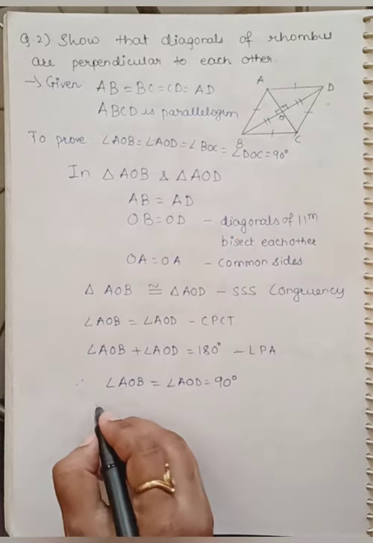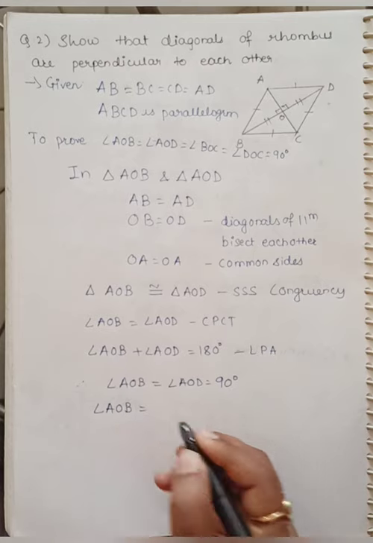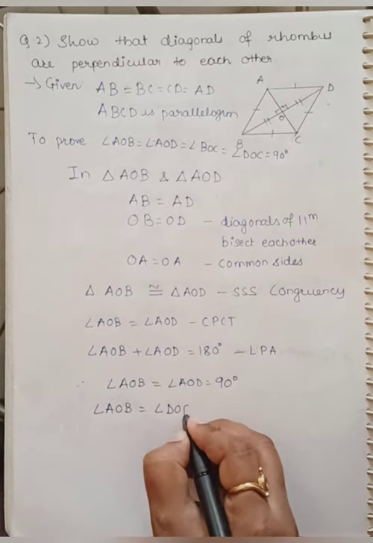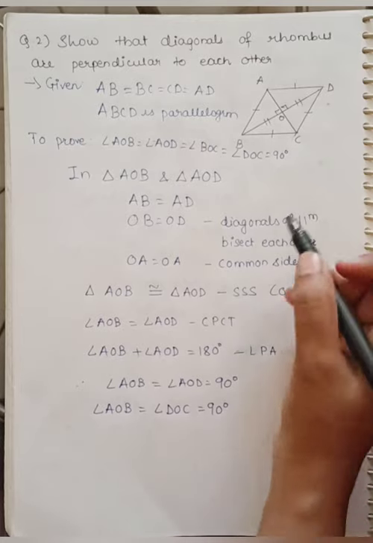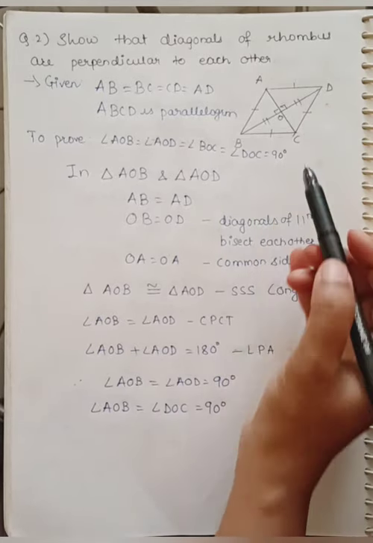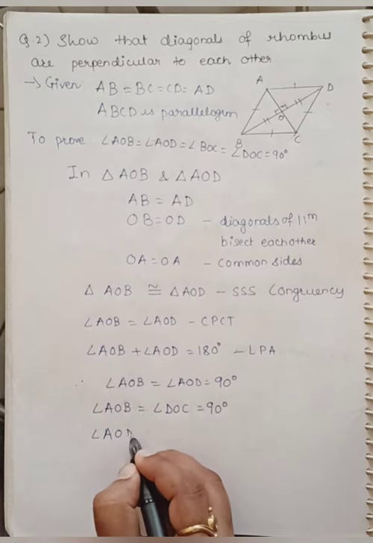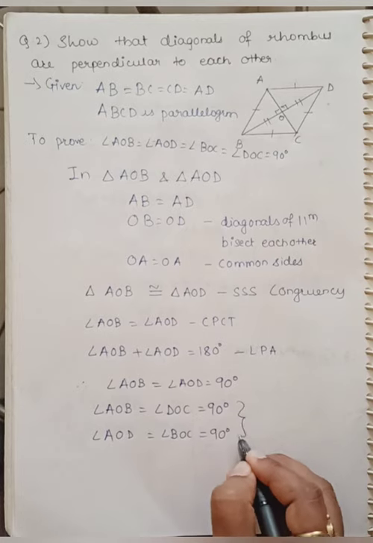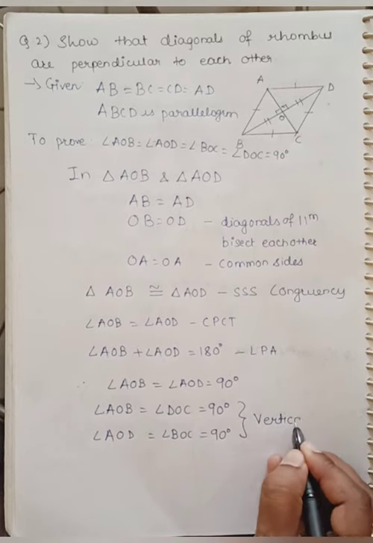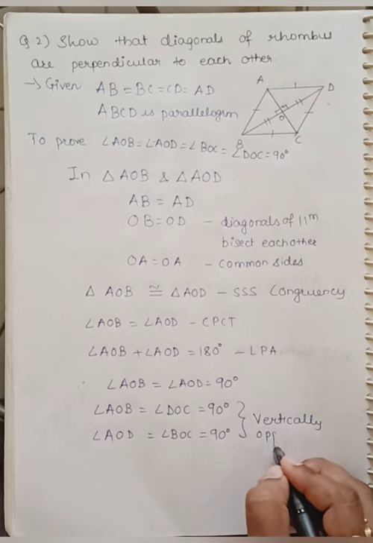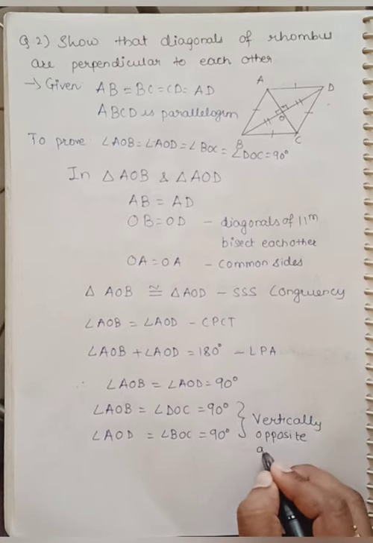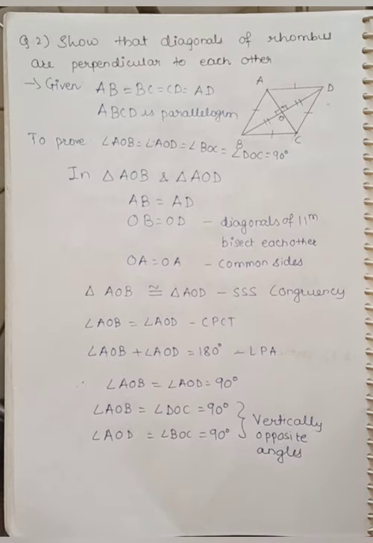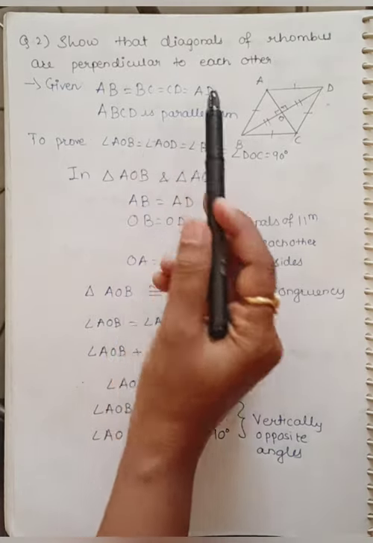So as we have shown this angle as 90 and this angle as 90, angle AOB and DOC are equal. Why? Because both are vertically opposite angles. So angle AOB equal to angle DOC equal to 90 degrees. Similarly, angle AOD and BOC are also equal. Same reason, angle AOD equals angle BOC equals 90 degrees, because they are vertically opposite angles. And as we have shown, all the angles are 90 degrees. Hence, we can say that the diagonals of a rhombus are perpendicular to each other.